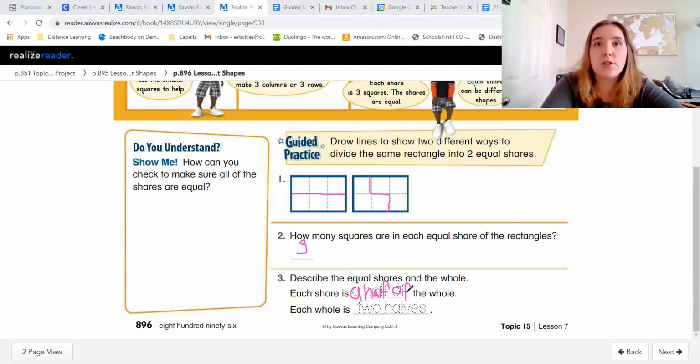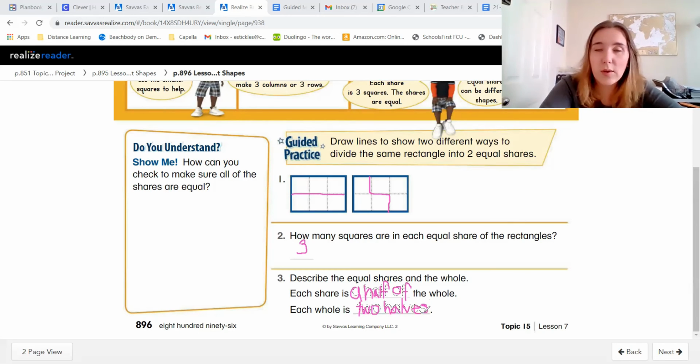And how many halves did we have? 2. So each whole is 2 halves. So if you want the whole rectangle, then you're going to have 2 halves. Kind of like if you cut a pizza in half, the whole pizza would be 2 halves, 2 big pieces.